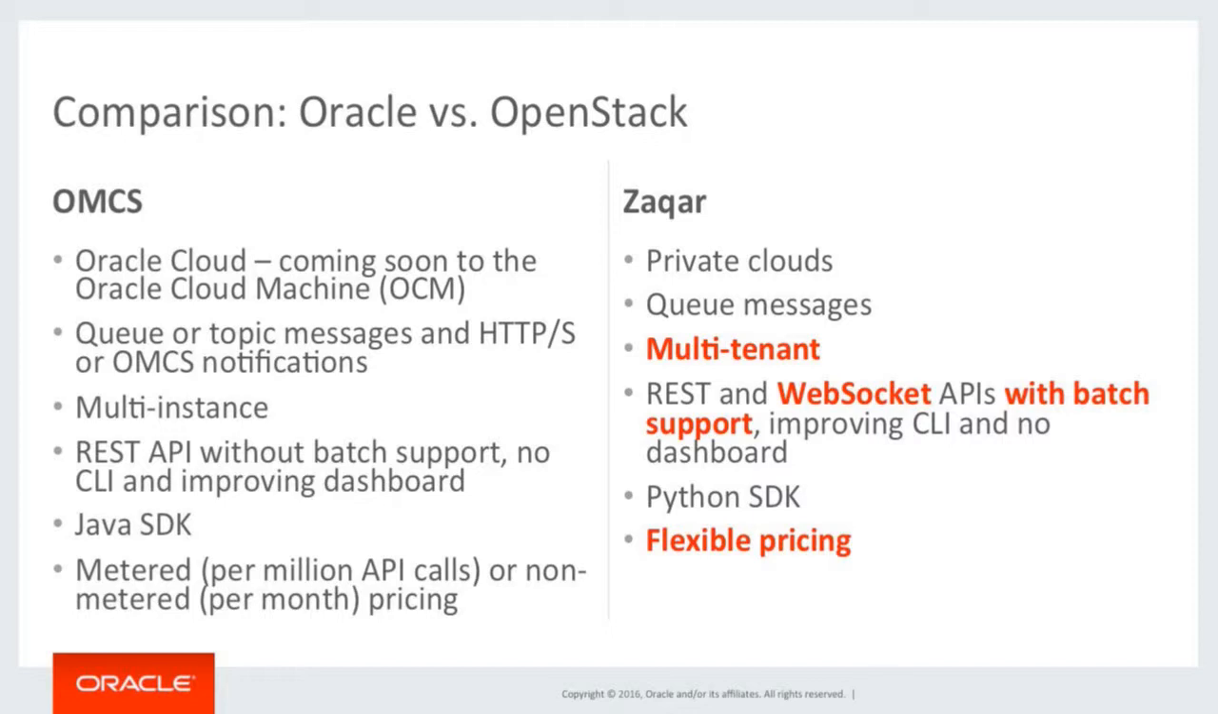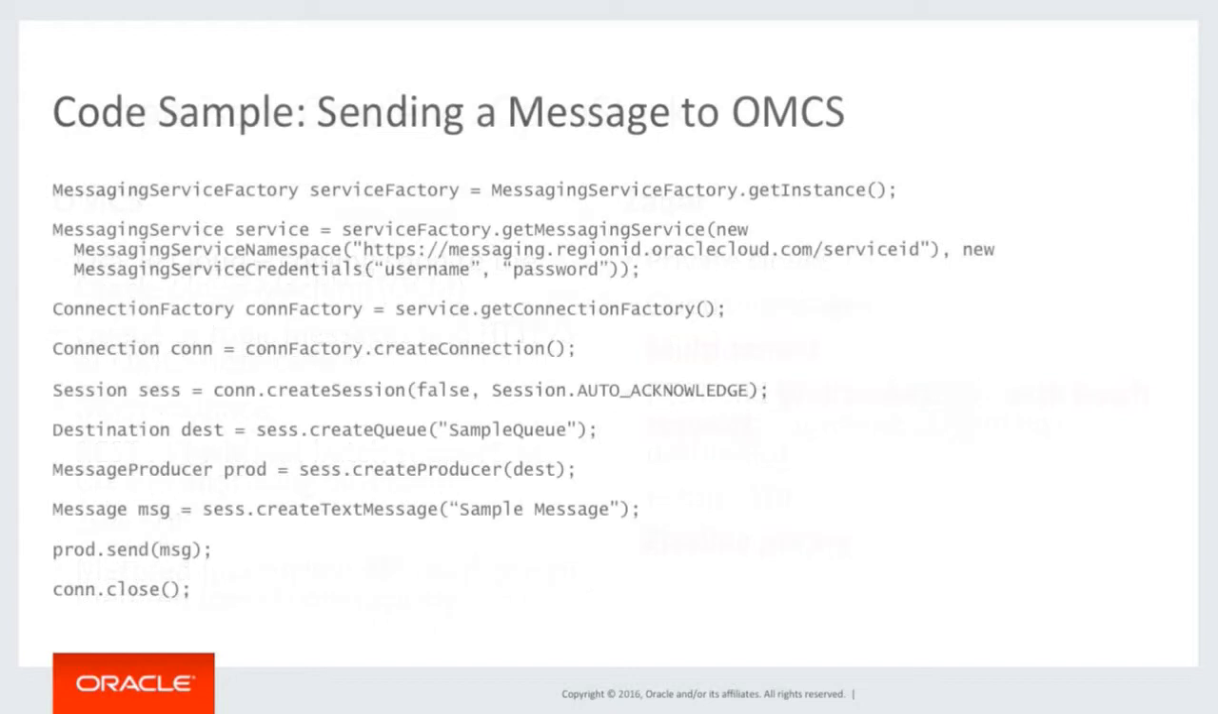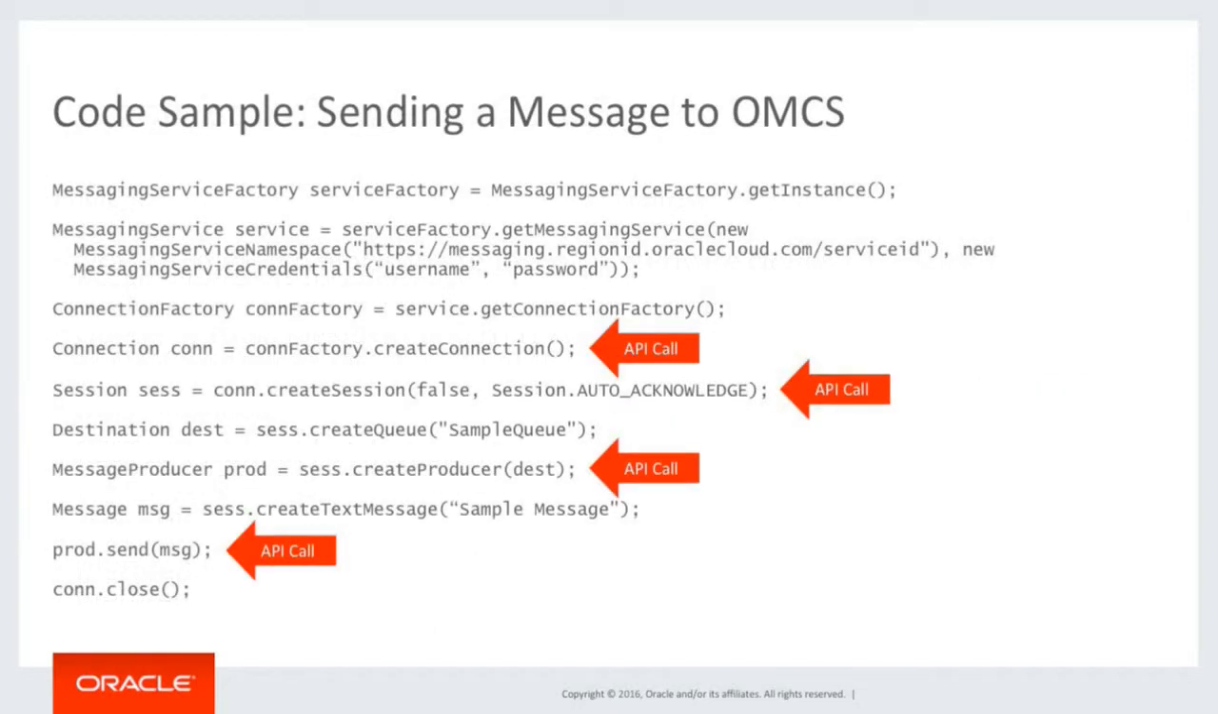It adds a WebSocket API. It's actually the only one that does that. So it has a WebSocket API. It does support batch. The Oracle service doesn't, and it offers flexible pricing. Because this is running a private cloud, you have much more flexibility. You can come up with whatever pricing model works better for your customer. So to send a message to this service, it takes 4 calls. To receive a message, it takes 5.